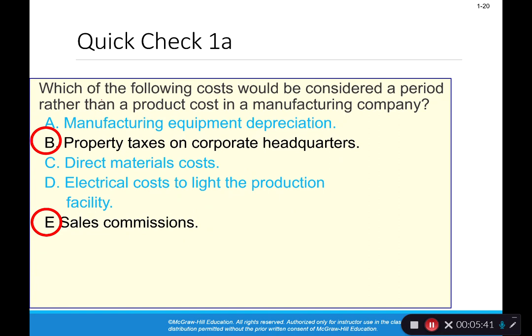So those would be considered our period costs. That means that the property tax on the corporate headquarters and the sales commissions would be expensed in the period in which they're incurred. They would not be considered assets first.